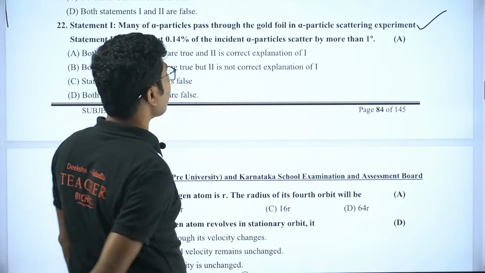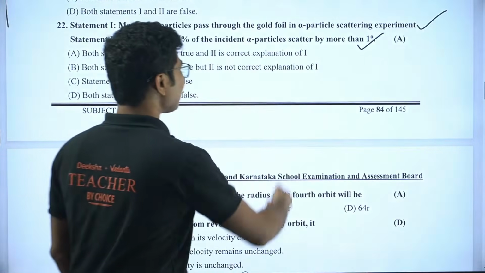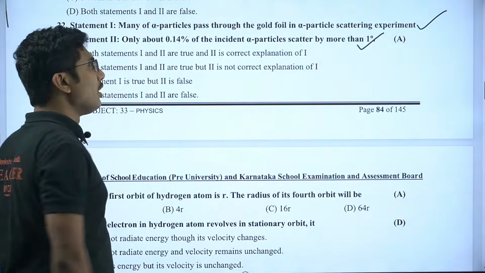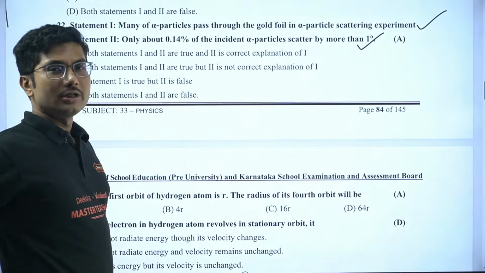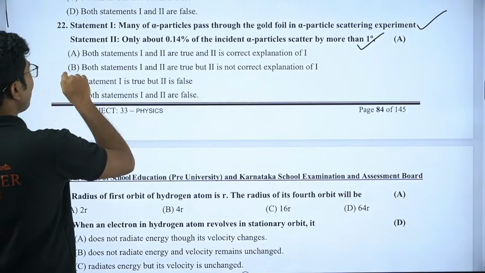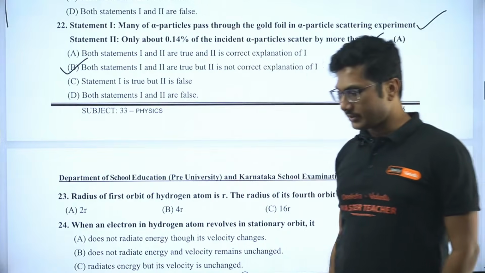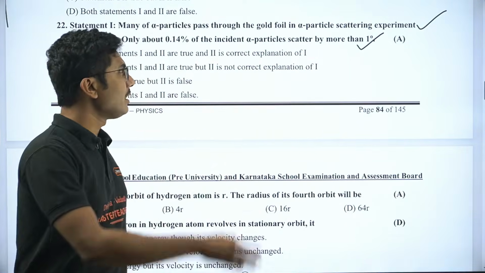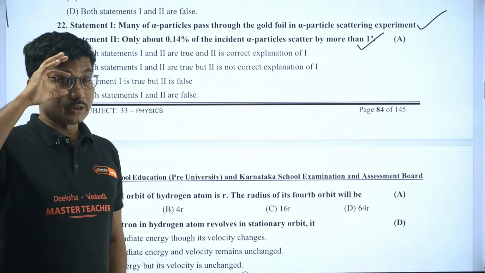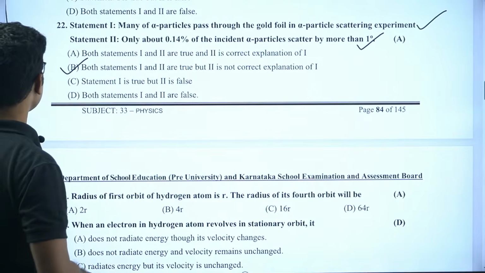Only about 0.14% of the incident alpha particles scatter by more than 1 degree. This is also true. But is it correctly explaining the reason? Even though both statements are true, this is not the reason. The reason is most space inside the atom is empty. That's why alpha particles are passing directly. So both 1 and 2 are true; they are actually experimental observations. Both are experimental observations, so they cannot be the reason. The reason for both of them is that most part of the atom is empty. That's why alpha particles are passing through it. So both statements are true, but 2 is not the correct explanation.